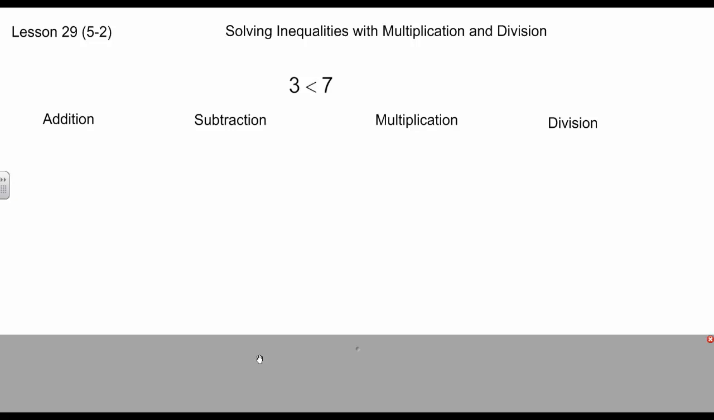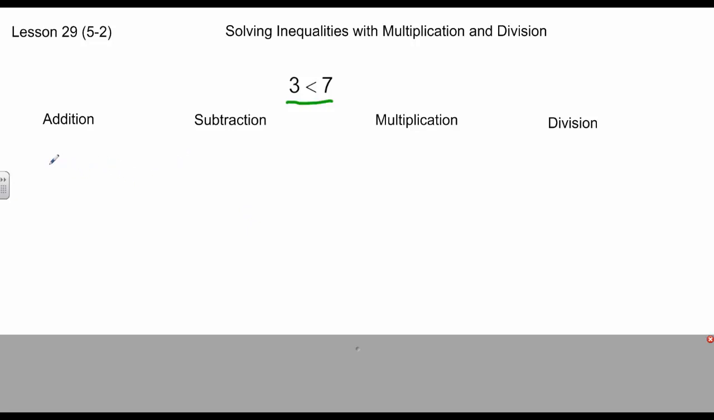We moved today from solving inequalities using addition and subtraction to solving inequalities with multiplication and division. We're going to start like we did the other day with testing the four properties of addition, subtraction, multiplication, and division with a true statement of 3 is less than 7.